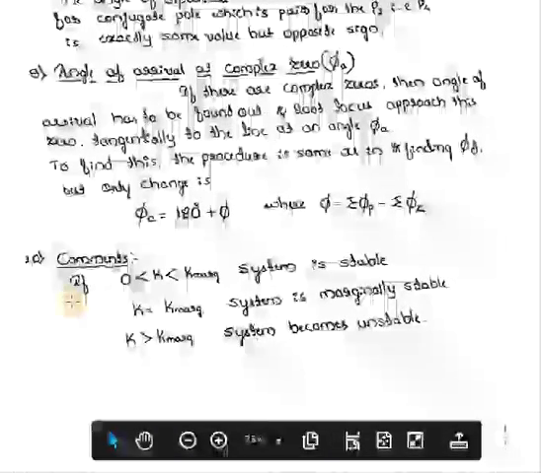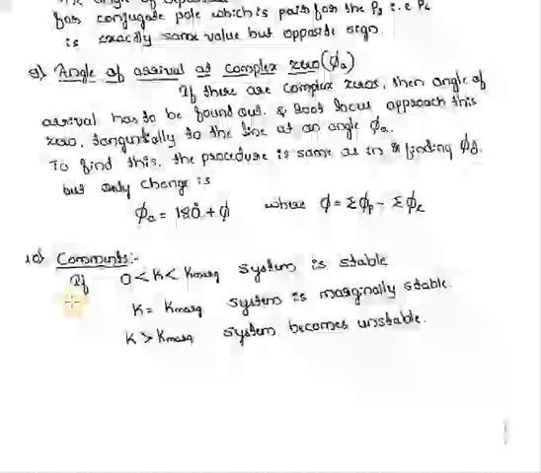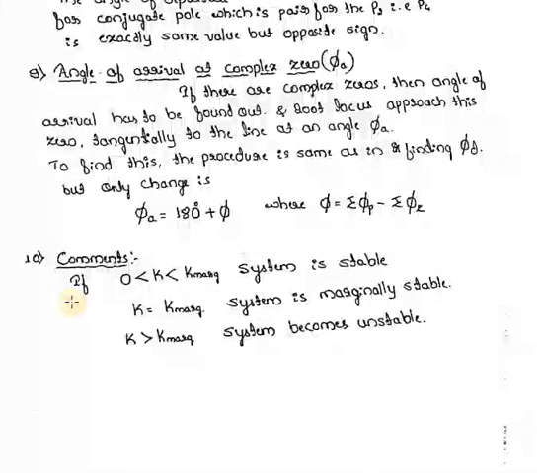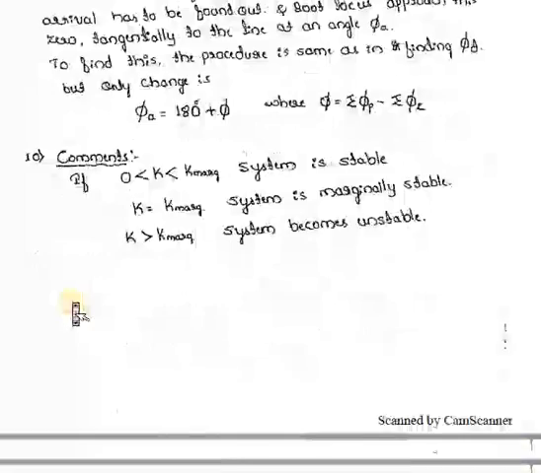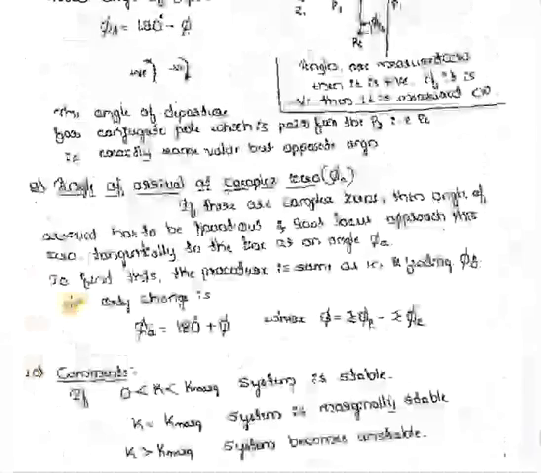If the k value is greater than 0 and less than k marginal, your system is stable. If k is equal to k marginal, the system is marginally stable. If the k value is greater than k marginal, then the system becomes unstable. So at the end you have to write this comment. Once you find out all these values, you need to plot the root locus.